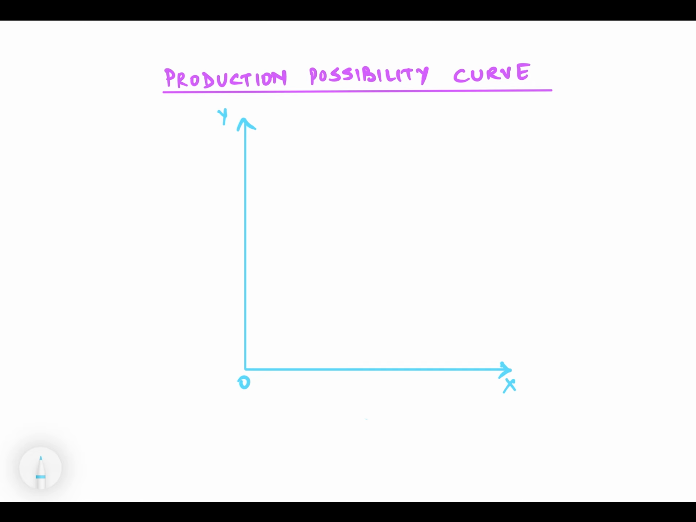Now let's learn the third diagram, production possibility curve or PPC. In this case, we have to label the axes with two goods because a PPC is a curve that shows the various possible combinations of two goods that can be produced with given resources and given technology. For example, let's take food on this axis and clothes on this axis. You have to draw a curve something like this, which is bowed outward, which shows increasing opportunity cost.